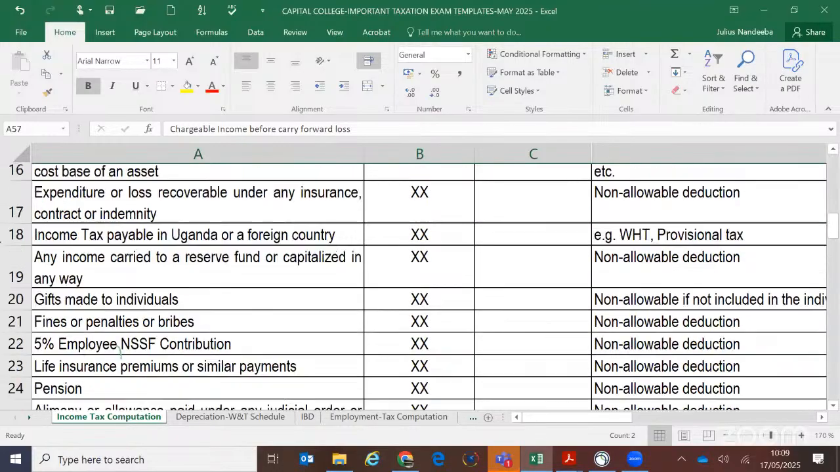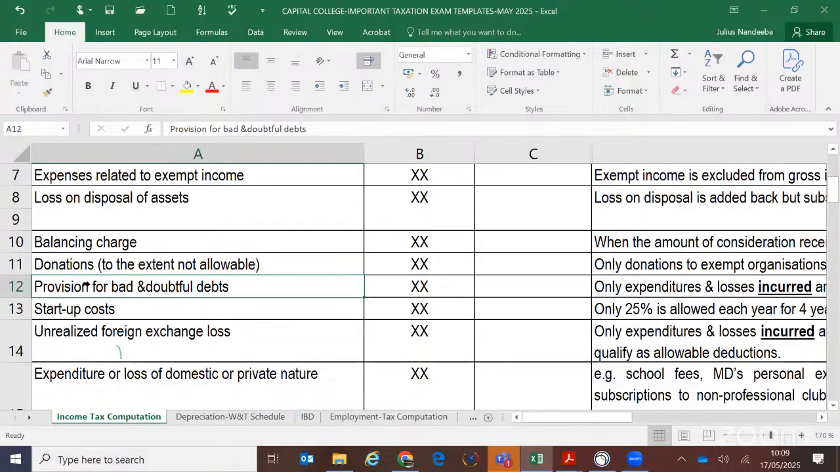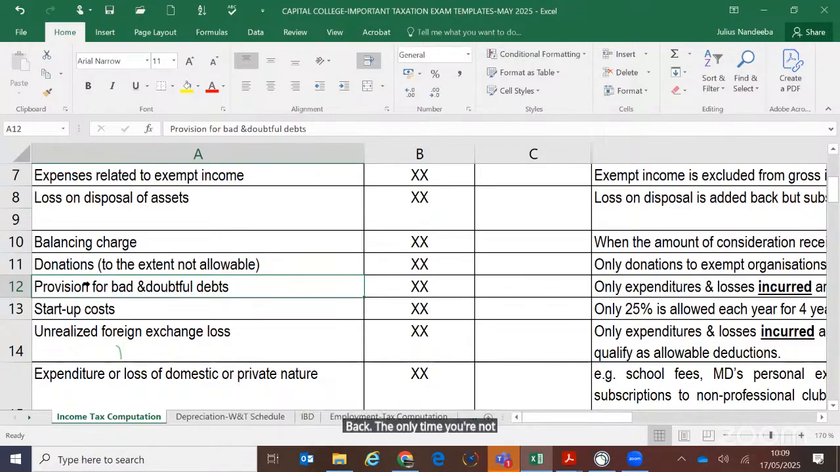The next item that you will remember is provision for bad and doubtful debts. The moment you see that in your expenses in the POL, automatically come and add it back. The only time you're not going to add it back is when you're dealing with a financial institution, and they must specify that that is a specific provision. But generally, provision for bad debts are going to be added back. Are we together?